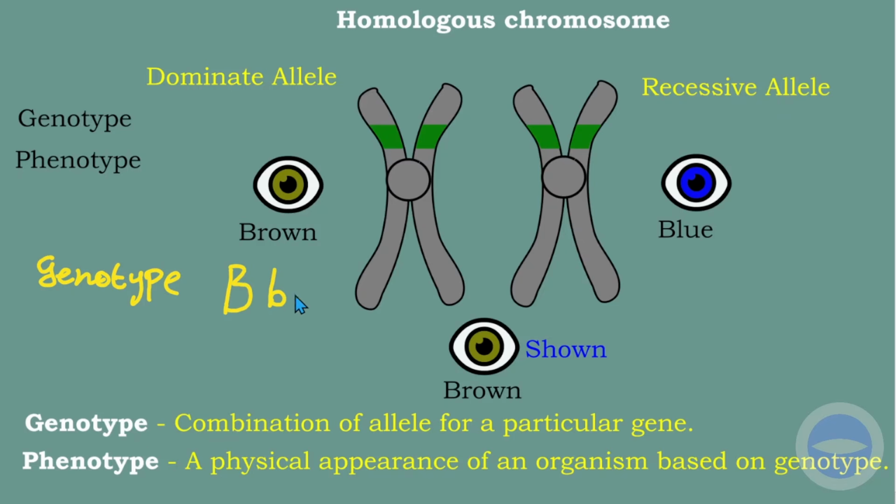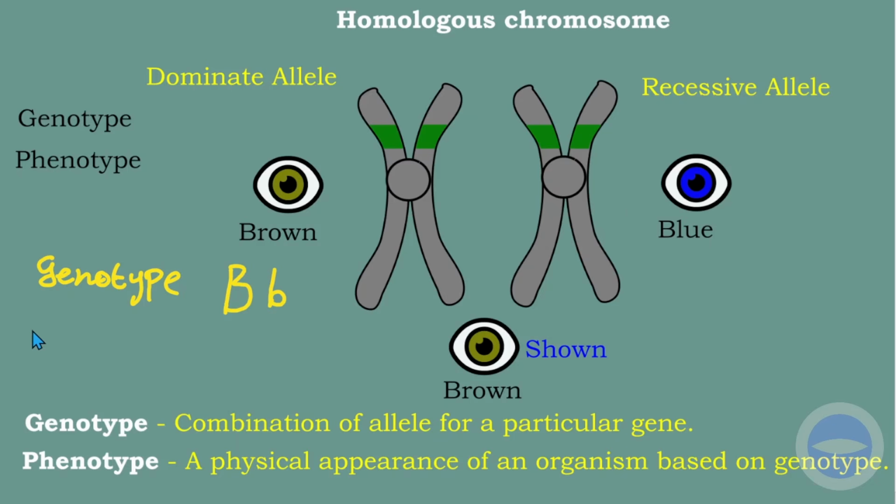Don't be confused: this B is not for blue. This capital B is for the dominating allele and the small b is for the recessive one. If it was yellow here, we would also write B, because the small letter shows that it is recessive. So this B doesn't mean blue. Brown is B, and the blue one is recessive. This is how we write the genotype of a particular person.